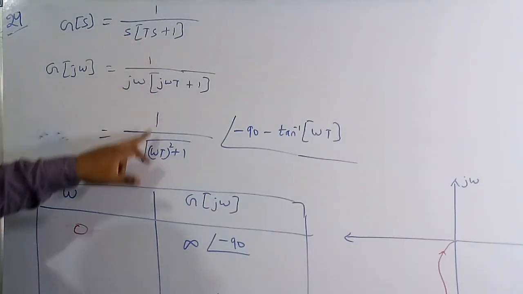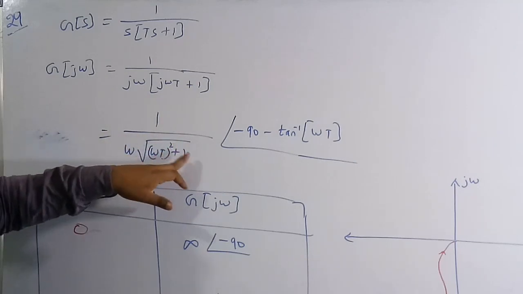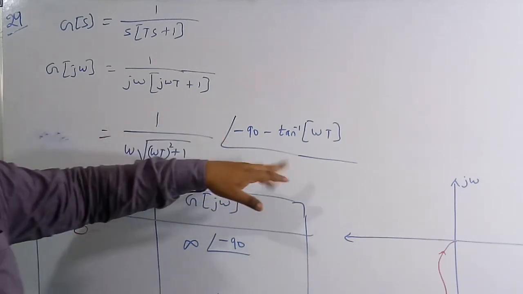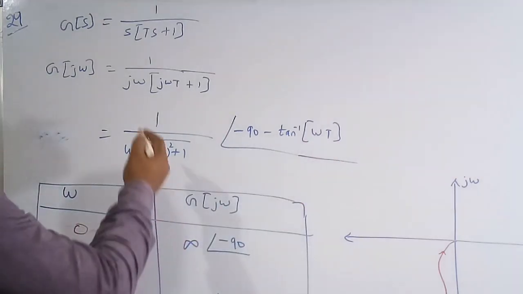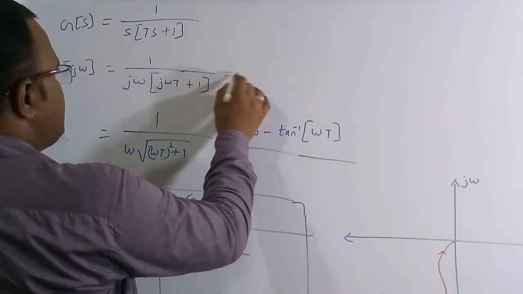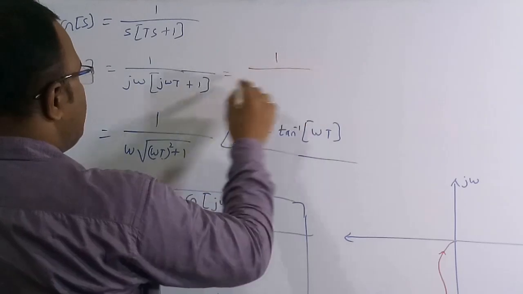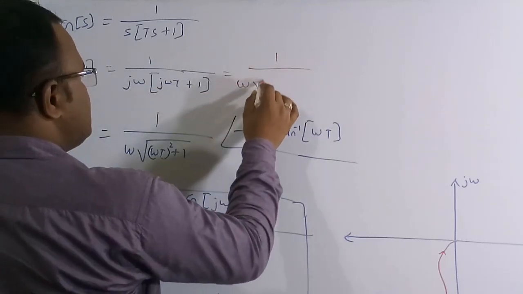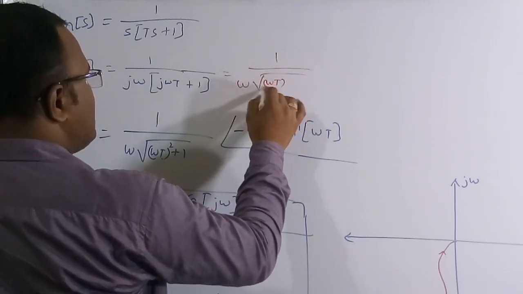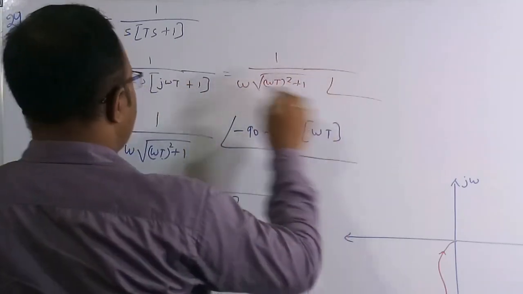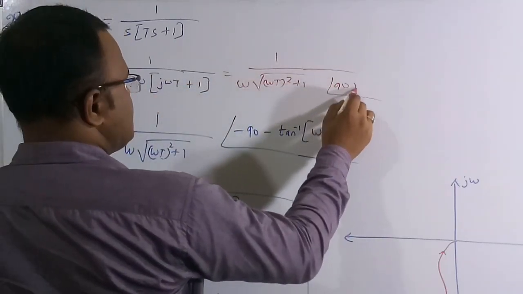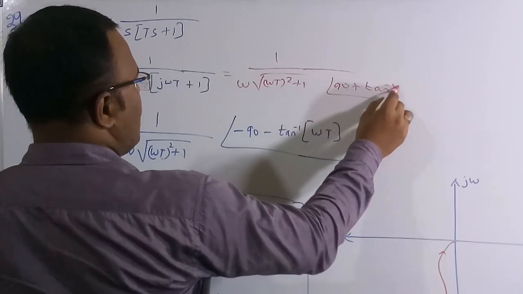So magnitude is 1 by omega into under root of (omega T) whole squared plus 1, and for the angle part we are going to get minus 90 and minus tan inverse of omega T. If you want to write the magnitude part, it is 1 by omega, and under root of (omega T) whole squared plus 1, and the angle part, this is omega meaning 90, and this is tan inverse of omega T.